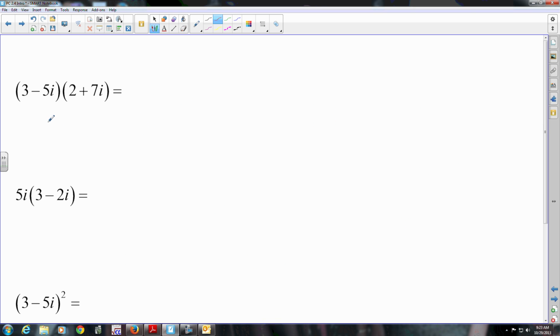Okay. So here, multiplying. I'm just going to FOIL this, guys. FOIL. That's all we're doing. So that would be 6 plus 21i minus 10i plus 35i squared. And yes, you have to cash in i squared. So you combine like terms. 6 plus 11i plus 35 times negative 1. So that becomes minus 35 and 6. So that would be minus 29 plus 11i.